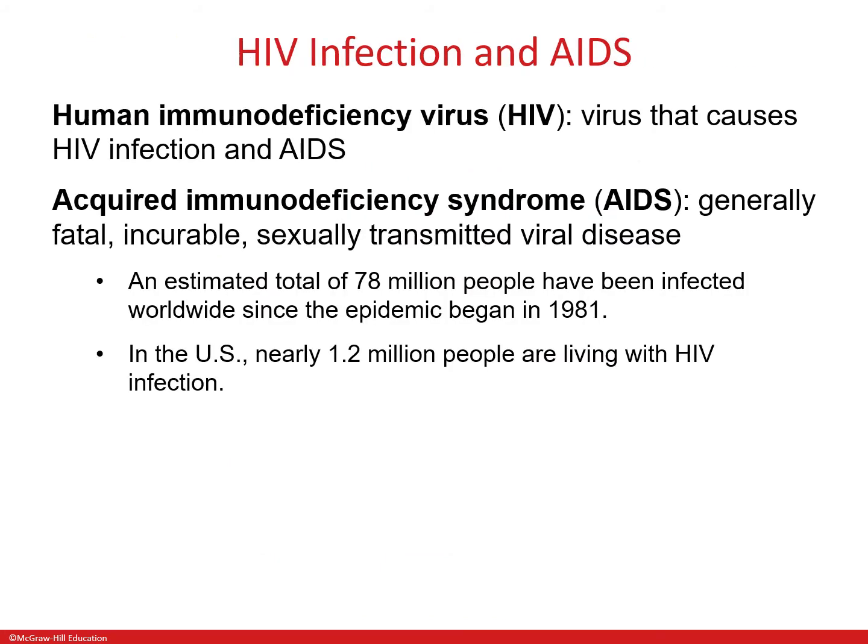HIV infection and AIDS. So HIV stands for human immunodeficiency virus, and it is a virus that causes HIV infection and AIDS. AIDS stands for acquired immunodeficiency syndrome, and it's generally fatal, it's incurable, and it's a sexually transmitted viral disease. So an estimated 78 million people have been infected worldwide since the epidemic began in 1981. And in the US, nearly 1.2 million people are currently living with an HIV infection.